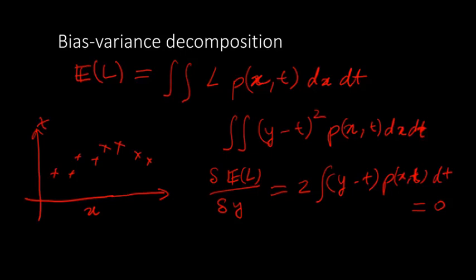The loss is a convex function because it is a quadratic function, so we can do this. What this means is that your ideal y is going to be the integration of t p of x, t, divided by p of x.